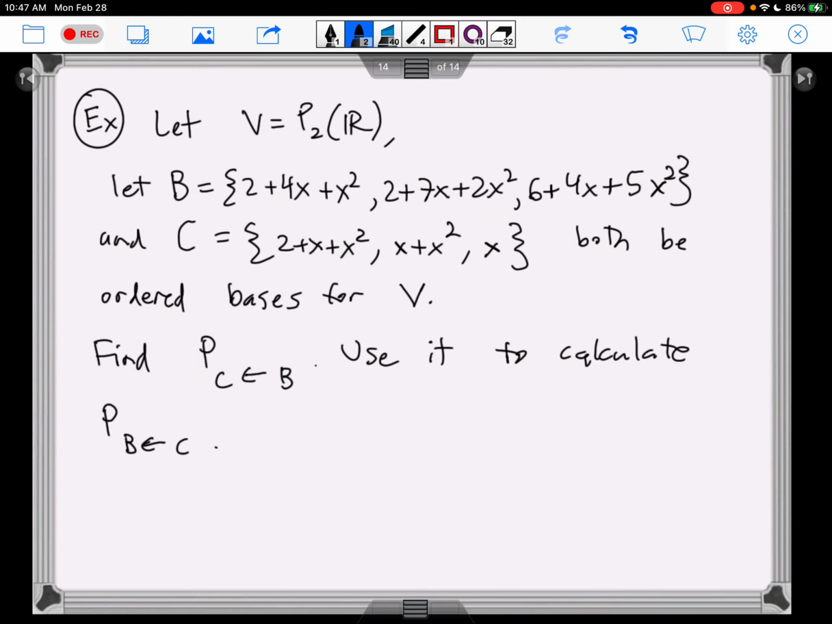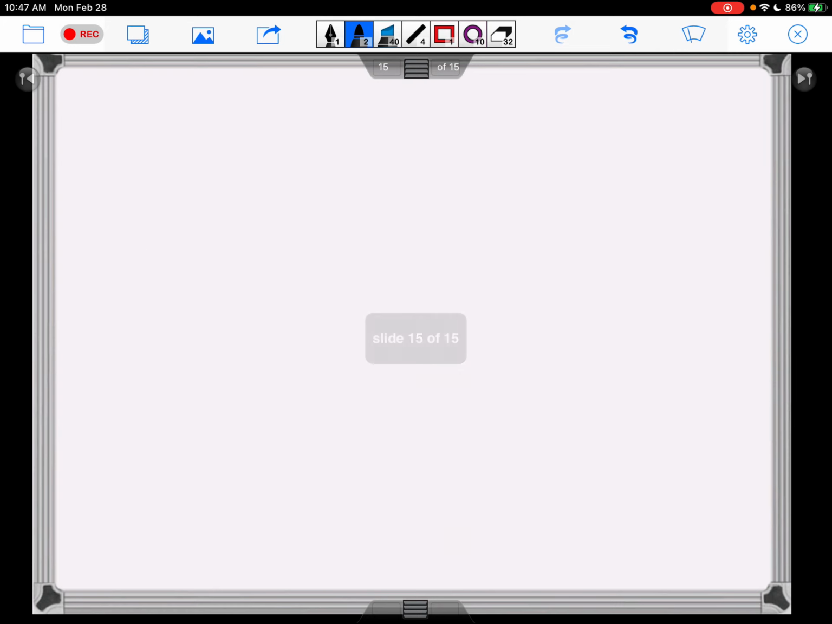Okay. So let's start by finding P from C to B. So to find B to C. Sorry if I say it backwards all the time. I'm writing it correctly, but sometimes I'll say it backwards because I know they're written in reverse order and it's confusing, okay? So we start by putting C and then B.